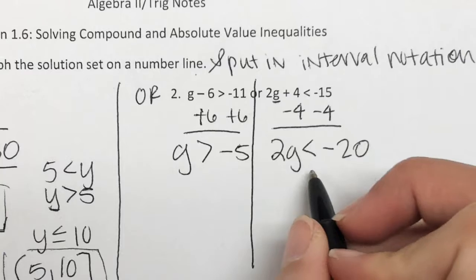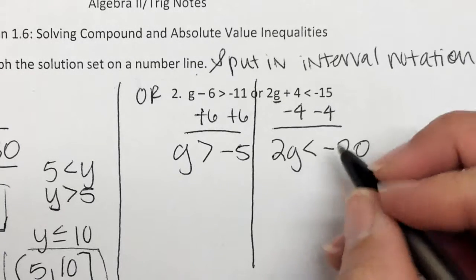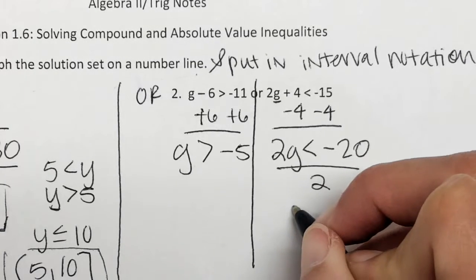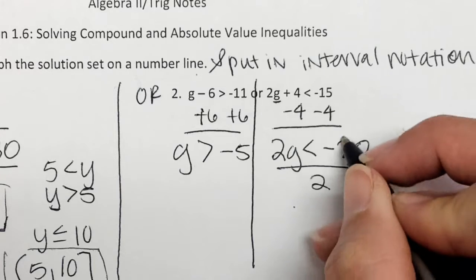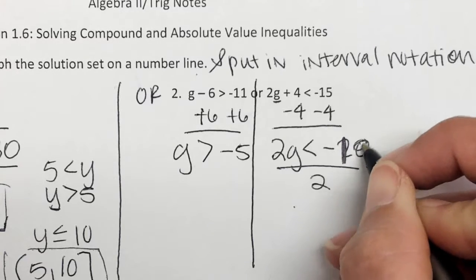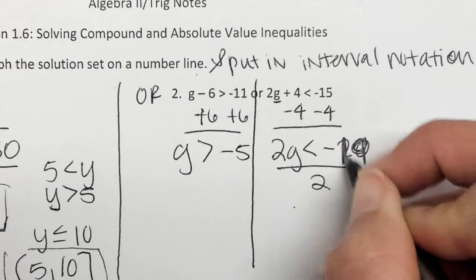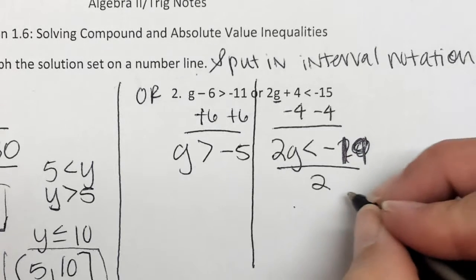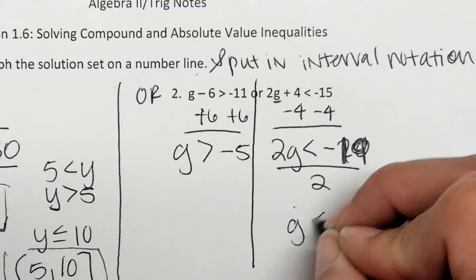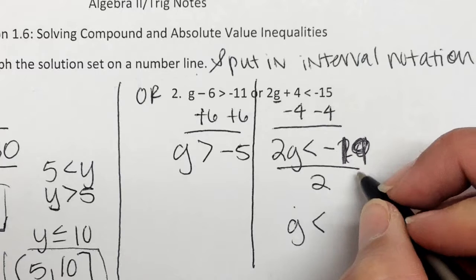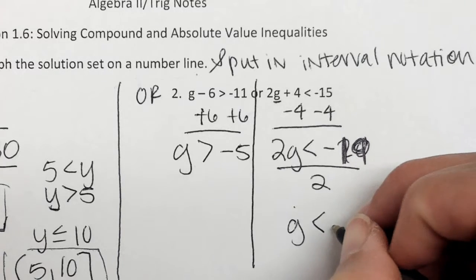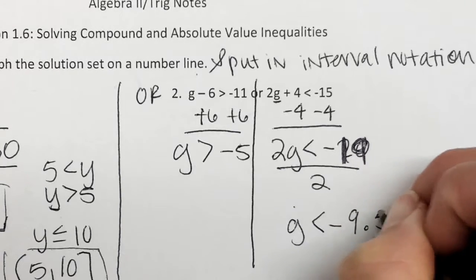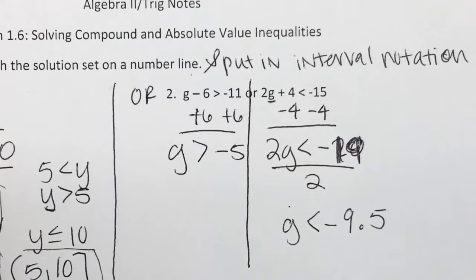Alright, Jeremy, on this one, how do I solve for G from here? Divided by 2. And tell me your final answer. -19. Oh, thank you. I was just testing y'all. Alright, so we would get G is less than what? Good. And you can leave it as a fraction if you want to. It's just going to be easy on the number line when it's a decimal.